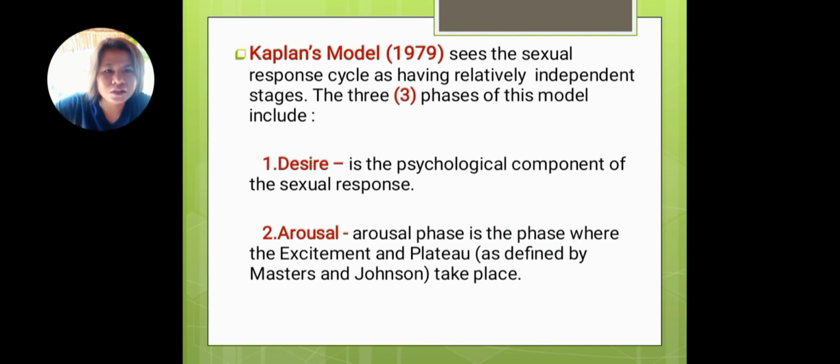And the second phase for Kaplan, the arousal phase, is the phase where the excitement and pleasure, as defined by Masters and Johnson, take place. So in the second phase, which is the arousal, this is where the excitement and pleasure happen, such as sexual touching or visual image. Arousal is expressed by the erection of the male and vasocongestion and myotonia in the female.